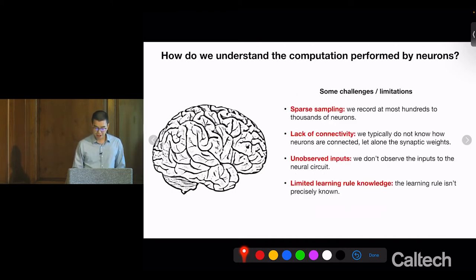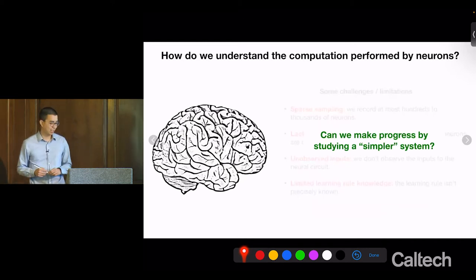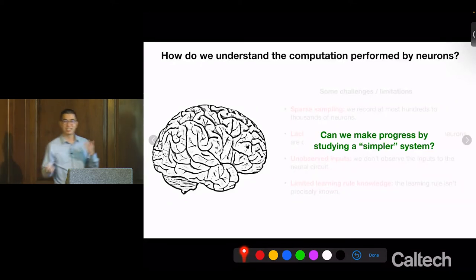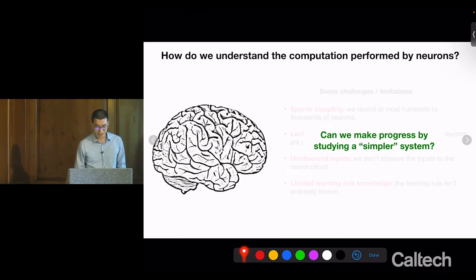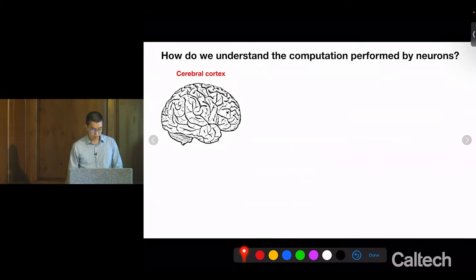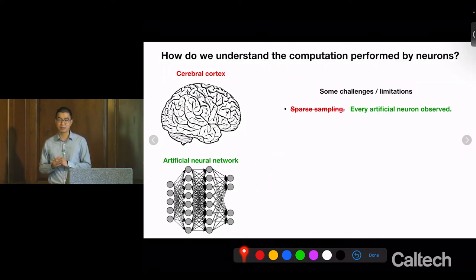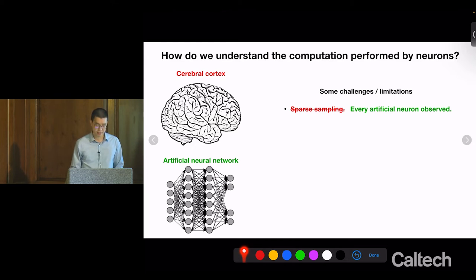All right, so given these challenges and limitations, a thought comes up, which is, can we make progress by studying a quote unquote simpler system? I put simpler in quotes because being simpler than the brain can still be quite complex. And given that I talked about neural networks before, I think you all see where this is going. In contrast to the cerebral cortex or the brain, for an artificial neural network, these challenges are all addressed. While we have sparse sampling in the cerebral cortex, the artificial neural network is fully observed, so I will know the activations of every single neuron. In fact, oftentimes artificial neural networks aren't even built with stochasticity. So I can determine exactly what the activation of every single neuron is, and I observe every single neuron in the network.